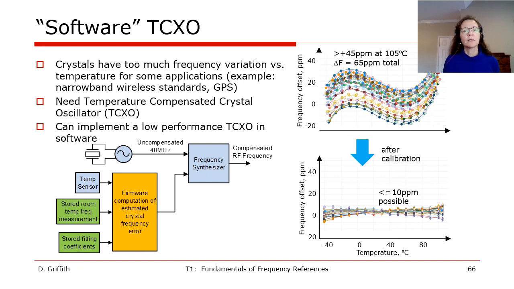So one solution to this is to implement a TCXO in software as shown at the bottom left. Firmware or software computes the estimated crystal frequency error based on inputs from a temperature sensor, some stored fitting parameters and coefficients, and a stored room temperature frequency measurement. Then the adjustment is applied to the PLL or a frequency synthesizer, giving a compensated frequency at RF for a radio to use. In the bottom right, you can see measured results from this technique, reducing the error to less than 10 ppm and giving a quite accurate frequency.